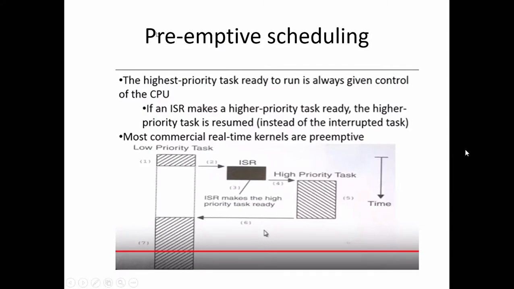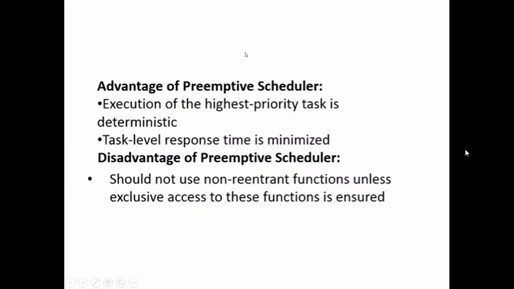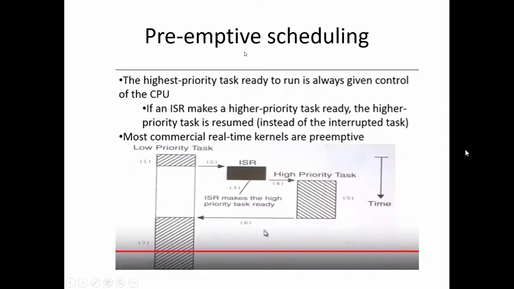See, this is preemptive scheduling. The block diagram of preemptive scheduling. So in preemptive scheduling, why is it a cyclic process? See, the highest priority task ready to run is always given control of the CPU. I have written it in very simple lines actually.